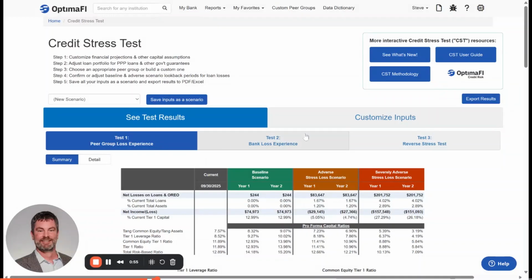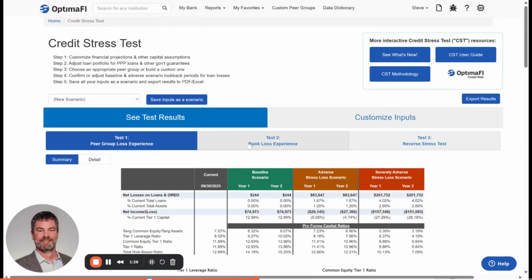Now, we run 3 completely separate and independent tests as part of our credit stress test. The first test, the peer group loss experience, where we're aggregating your peers' historical losses across both healthy and adverse economic environments and applying those stressed historical loss rates to your current loan portfolio going forward. So we can answer the basic question, if your portfolio, the way it's currently structured, were to perform over the next couple of years the way your peers did under varying degrees of historical stress, what would be the pro forma impact on your P&L and your capital?